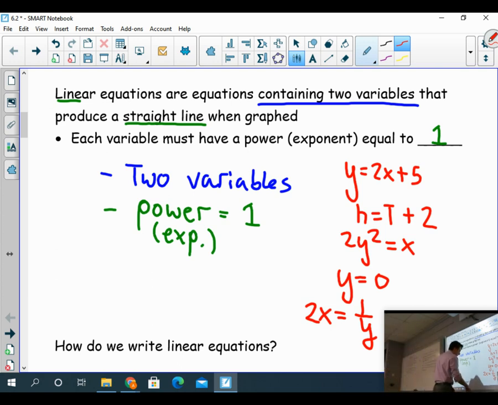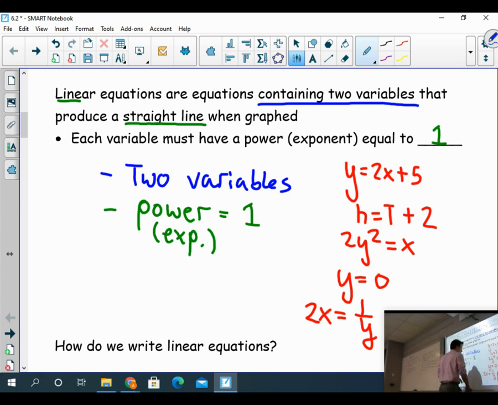What we want to do is imagine these when graphed, that they will produce a line. So that's one way of thinking about it. But the other way is to think about these two features that we know of linear equations. They can only have two variables, and the exponent must be equal to 1.